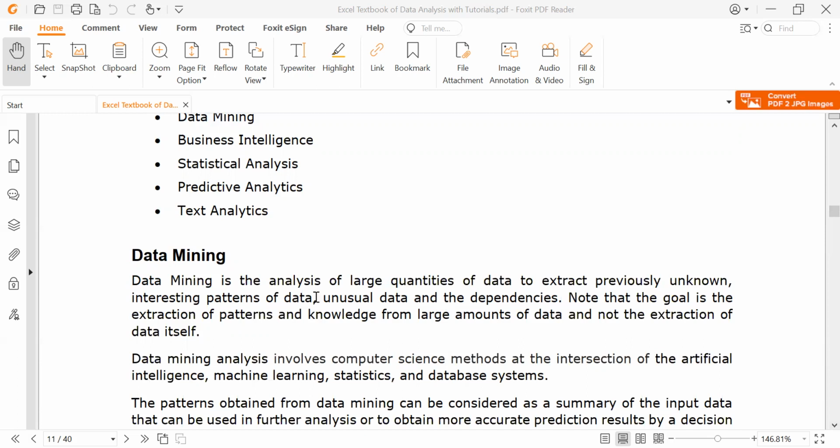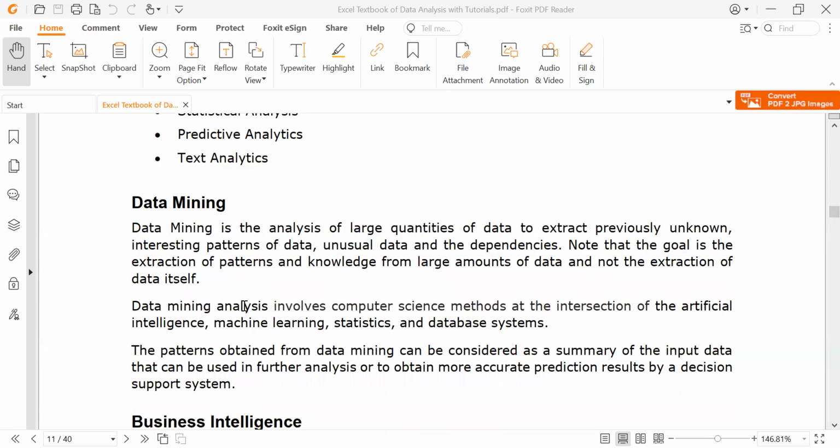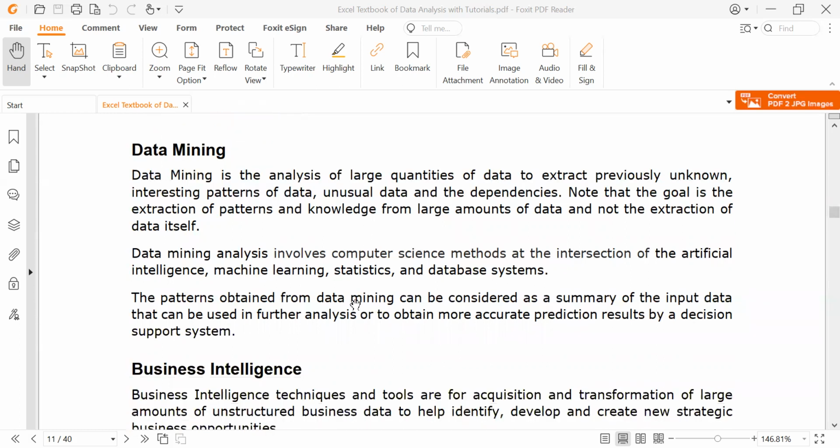something unusual. So data mining analysis involves computer science actually. We use a lot of methods, and it's at the intersection of artificial intelligence, machine learning, statistics, and database. Those who do data mining are data scientists, and they will use software to mine large sets of data. The patterns obtained from data mining can then be considered as a summary of the input data that can be used in further analysis or to obtain more accurate prediction results by a decision support system.